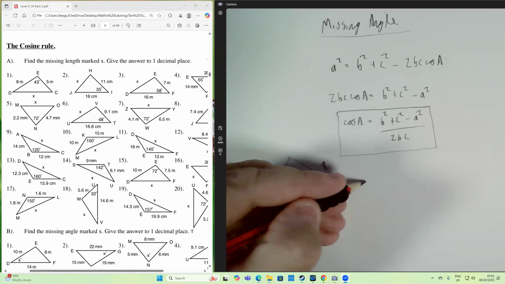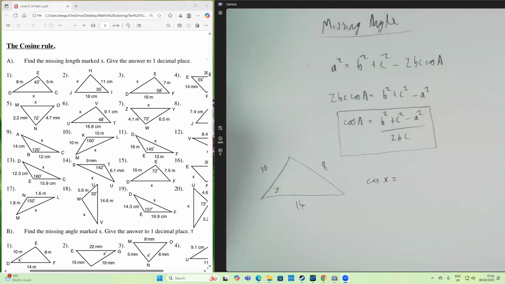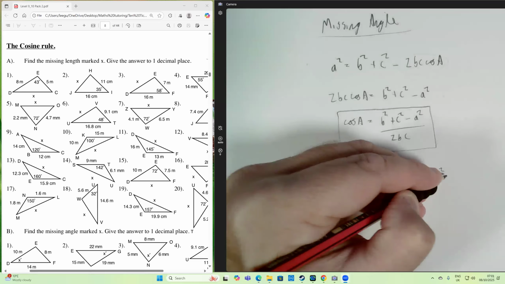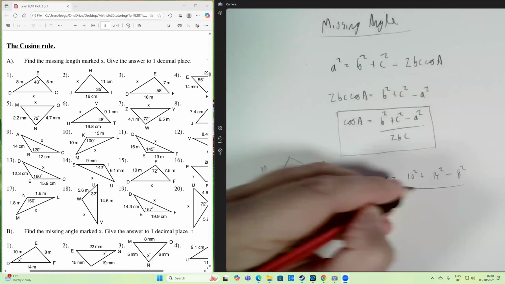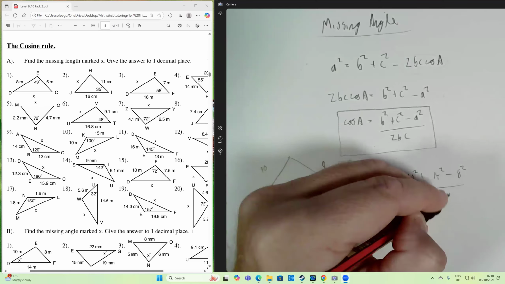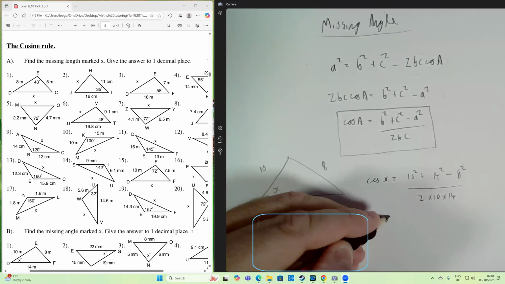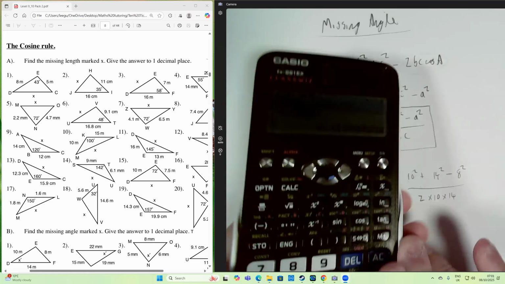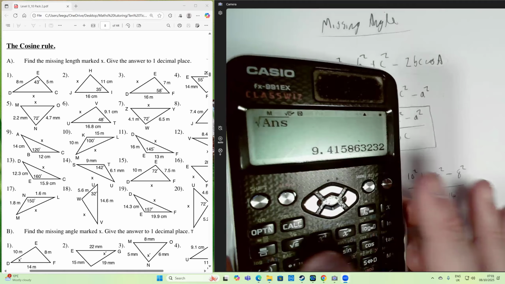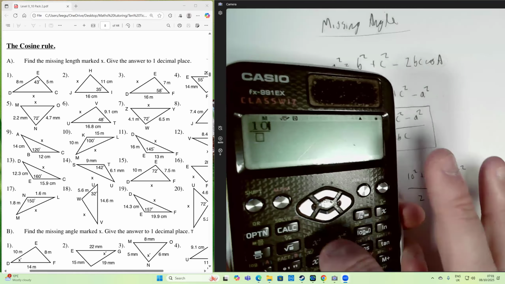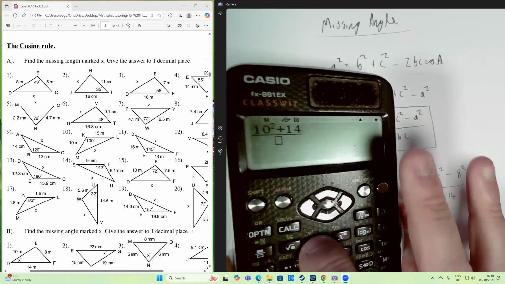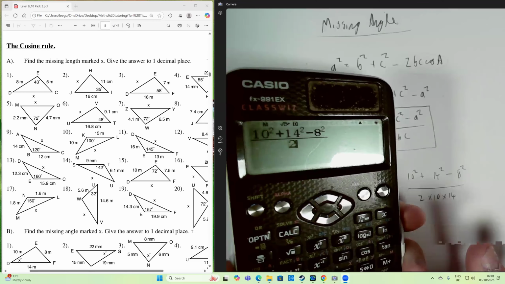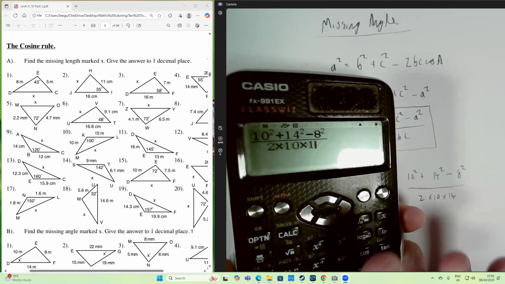So let's think about this now. Therefore, cosine of x is equal to 10 squared plus 14 squared minus 8 squared over 2 times 10 times 14. That's going to be the cosine of x. So let's put that into our calculators. In our calculator, here we go, that's the button we want. We're going to have 10 squared plus 14 squared minus 8 squared all over 2 times 10 times 14.